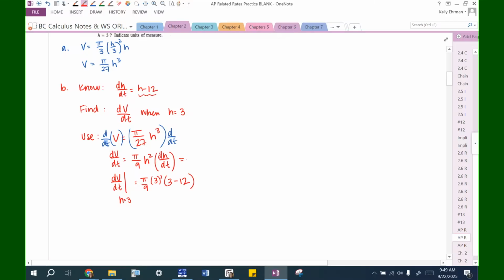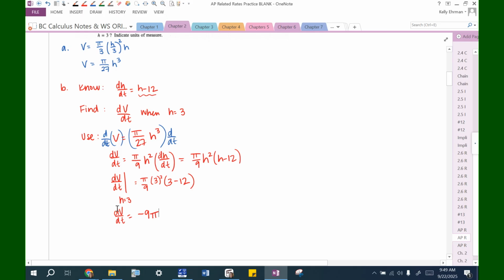So I guess if you want this in a different step, you could do this. Pi over 9 h squared times h minus 12. I don't think you have to write this separately, but that's where that's coming from. All right, and then let's clean this up. So dV/dt is equal to 9 divided by 9 is just pi times -9, so -9 pi.